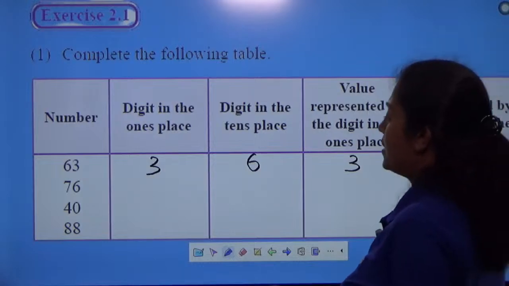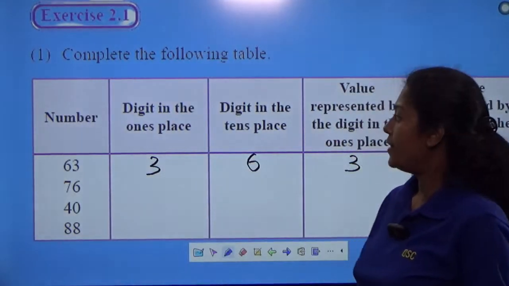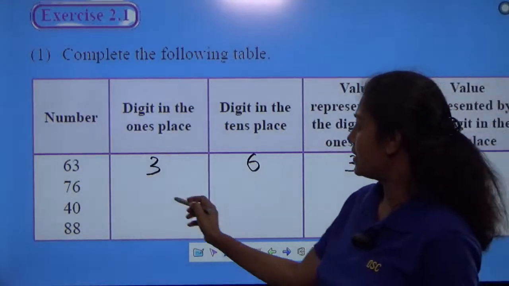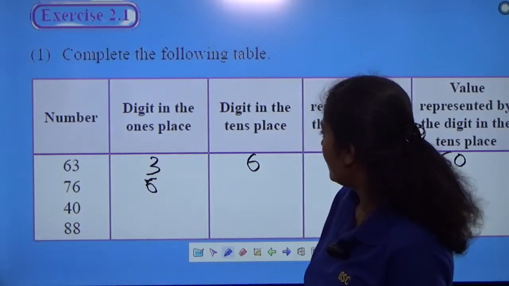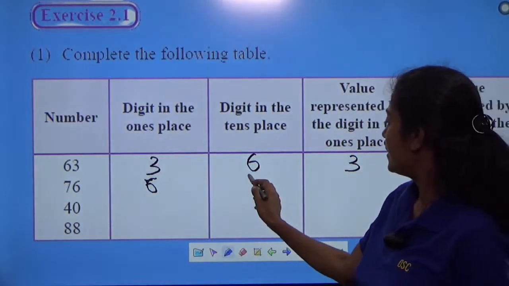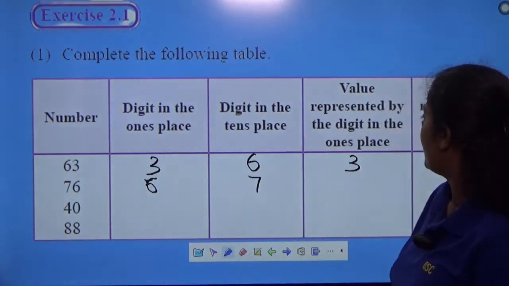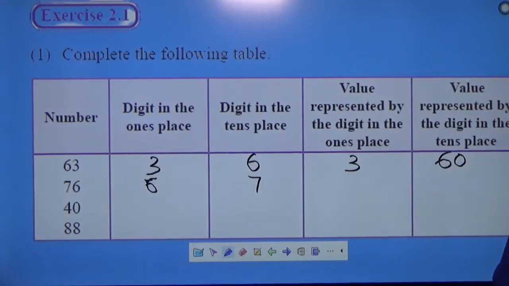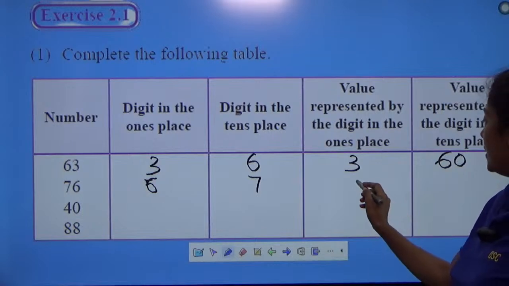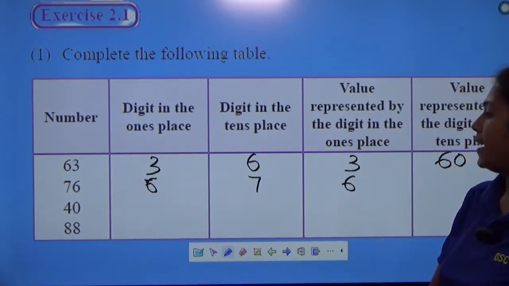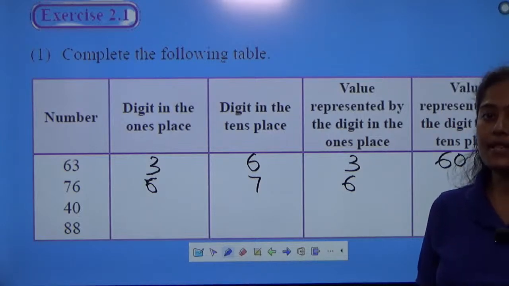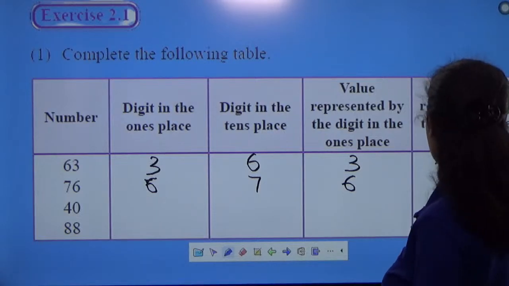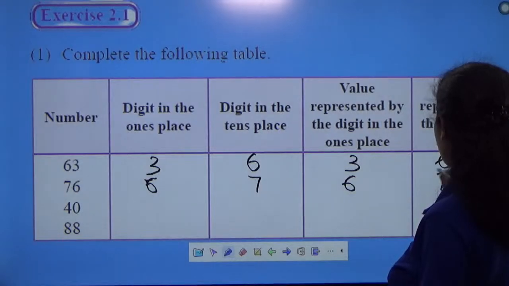Next one, 76. Right, what is the digit in the ones place? That is 6. Then the digit in the tens place? 7. Then the value represented by the digit in the ones place? Again 6. And the value represented by the digit in the tens place, that is 70. You can mark your answers.